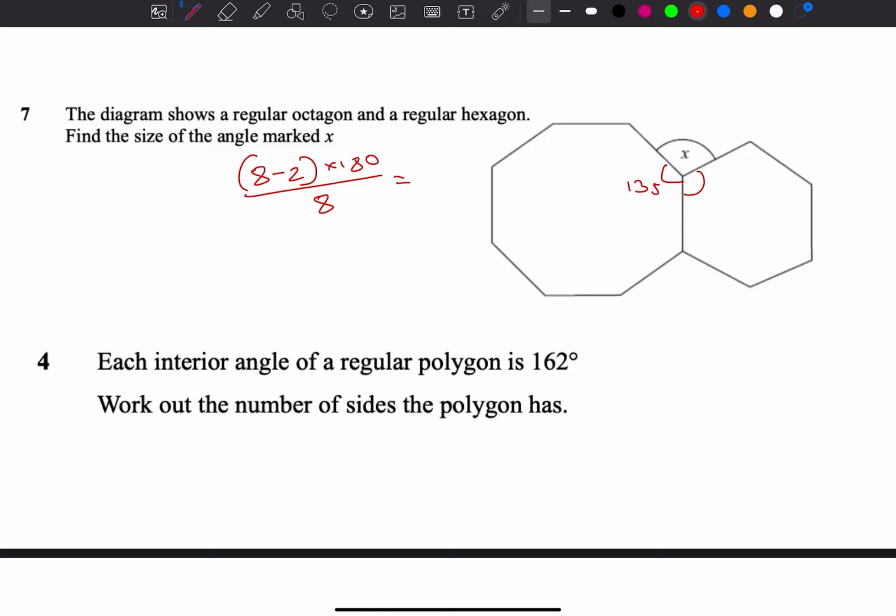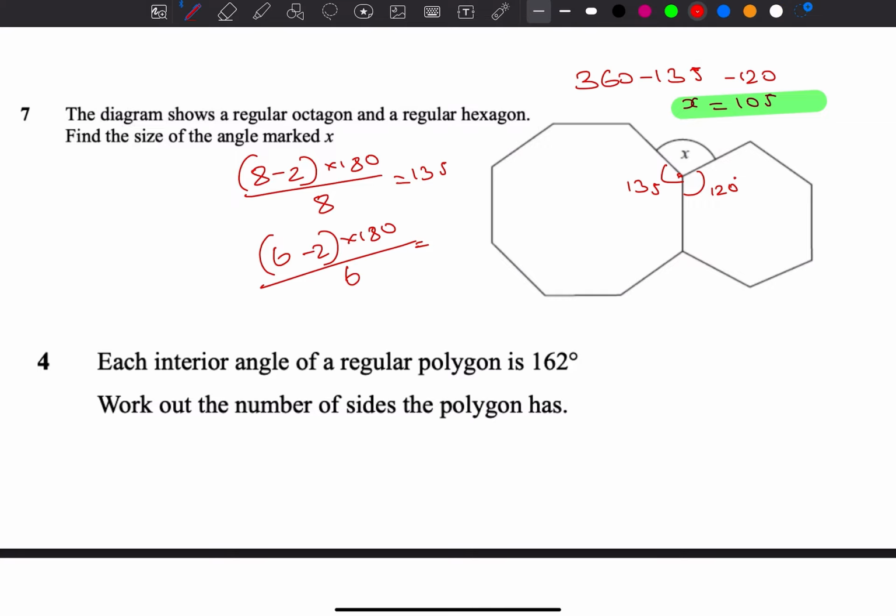This is a hexagon, so hexagon is 6-sided. 6 take away 2 times 180. You always know the formula, n minus 2 times 180, divided by 6, which will give you 120. So you can work out the x, that's simple. 360 minus the 135, because the angle around a point is 360, minus 120. That should give you x is 105. X is equal to 105.